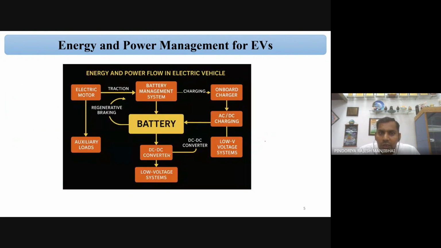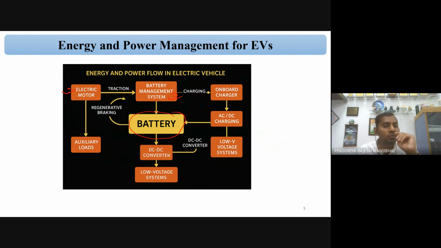So this is the key block diagram of the energy management system. We can say energy is nothing but the battery. So this is the battery component, and we have to manage this battery. That's why we can say the battery management system is the most important part, because it manages all the components, maybe SOH, SOC, SOT, temperature, all the parameters managed by the battery management system.